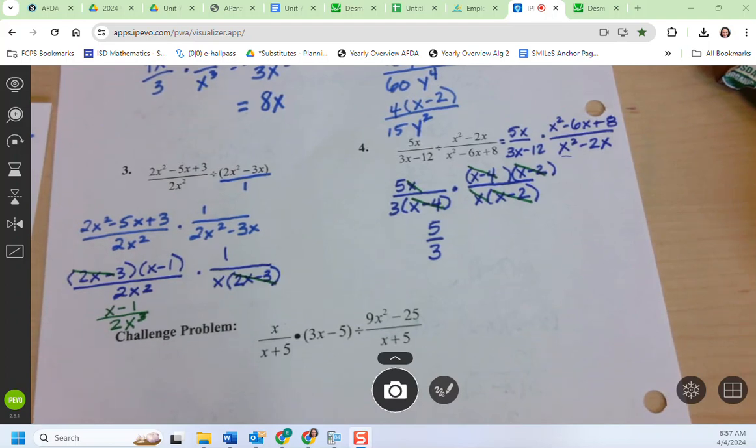All right, so I'm not going to work through the challenge problem right now. I am going to leave that up for a moment so you can finish your notes.